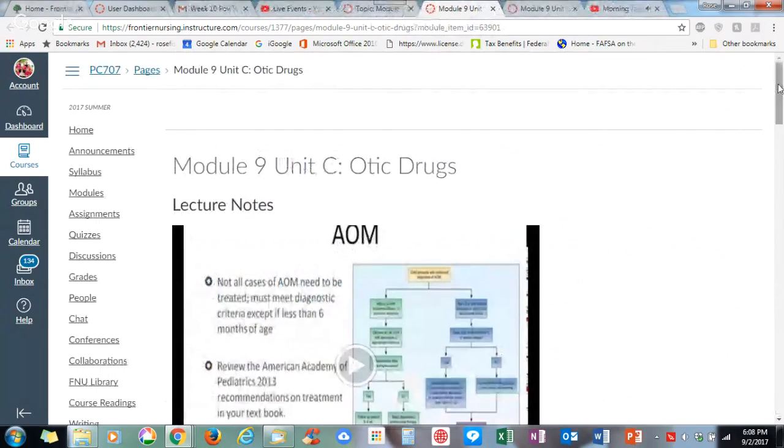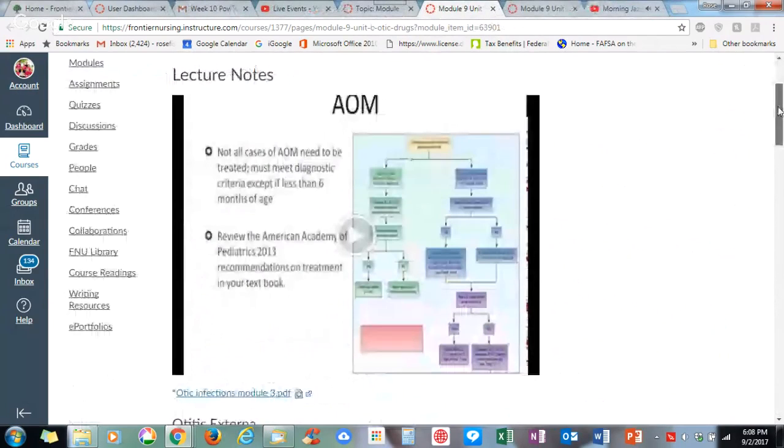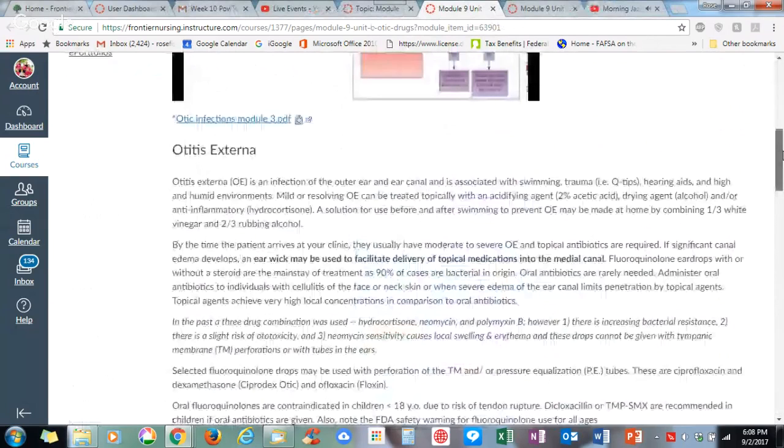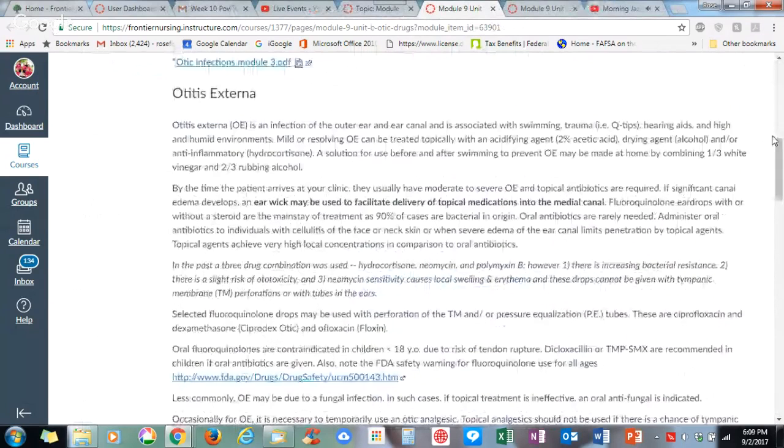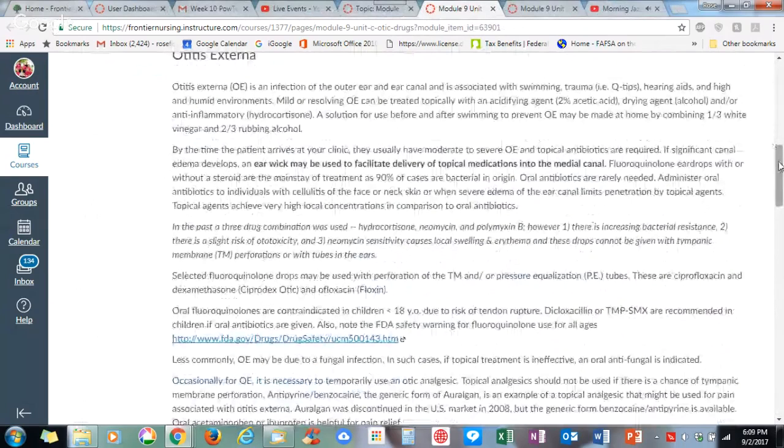Module 9, Unit C, otic drugs. Otitis externa is an infection of the outer ear and ear canal and is associated with swimming, trauma such as Q-tips, hearing aids, and high and humid environments.